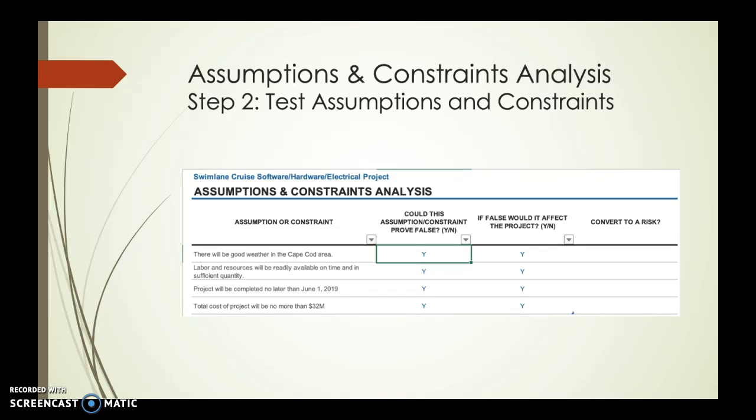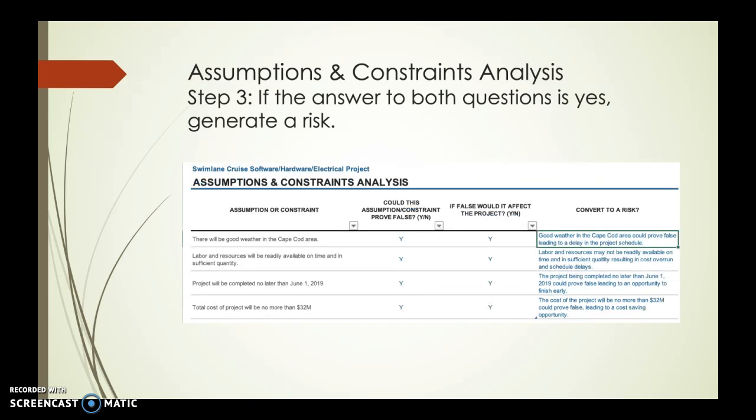And the total cost of the project will be no more than $32 million. If it's under $32 million, does that affect the project? If it's over $32 million, obviously that does affect the project. So there's a couple of opportunities that we can identify and a couple of threats to the project also from validating these particular assumptions and constraints. And so then step 3 is, if the answer to both questions is yes, generate a risk. And here I've just generated some example risks. These may not be the best risks, but they're just examples.